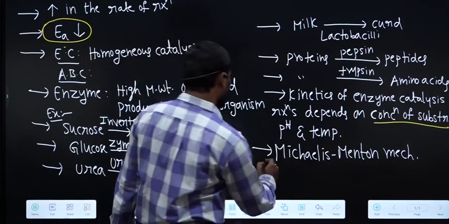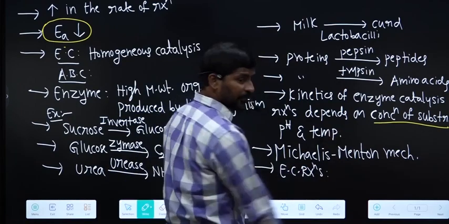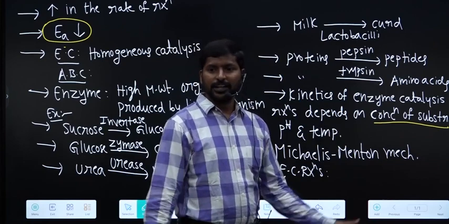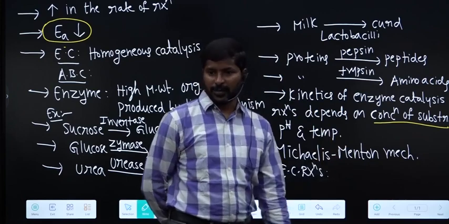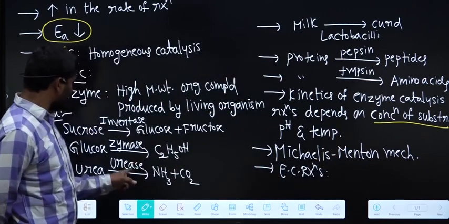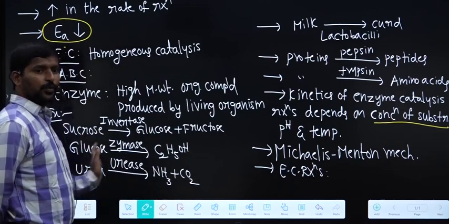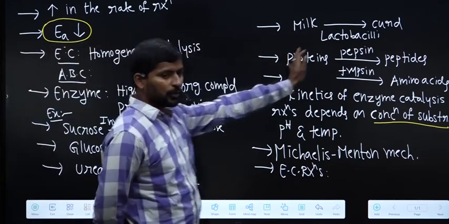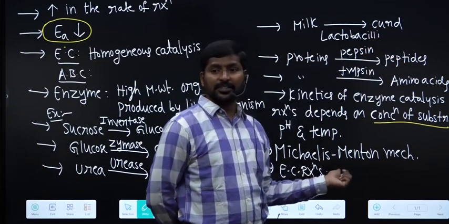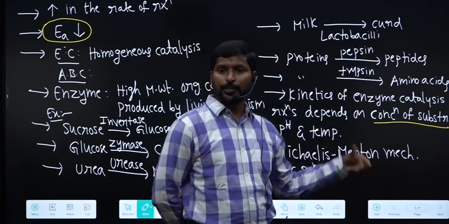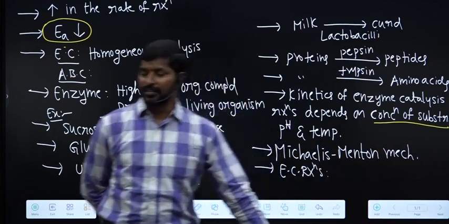Next one, you add one point: enzyme catalysis reactions are highly specific. For example, urease can catalyze only the conversion of urea to ammonia and CO2. Zymase can catalyze only this reaction. Pepsin can catalyze only this reaction. Therefore, enzyme catalysis reactions are said to be highly specific compared to other catalysis reactions.